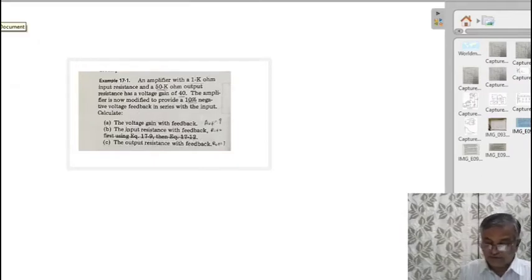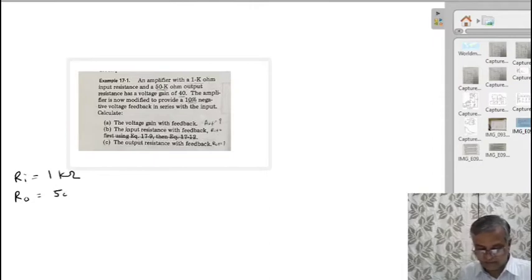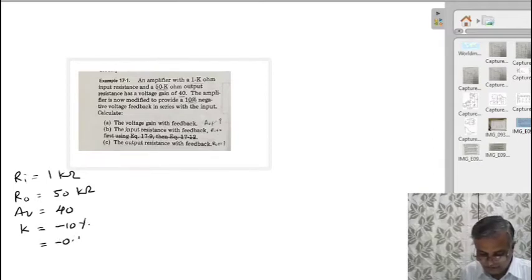Now look here, what the question has given. This is the question already on your screen. RI they have given as 1 kilo ohm. RO they have given as 50 kilo ohm. The voltage gain AV is equal to 40. The amplifier is modified with K minus 10%. Minus 10% is nothing but minus 0.1.